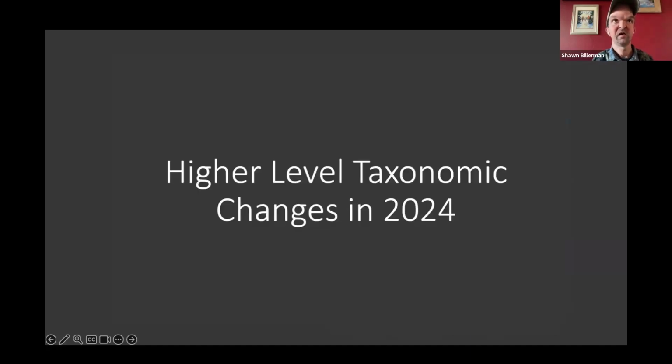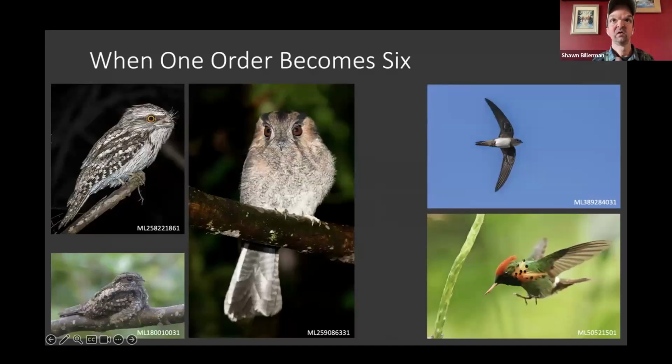All right, now to the higher level taxonomic changes. So Pam alluded to this one, where we go from 1 order to 6. The nightjars and their allies and the swifts and hummingbirds had long been shown to be closely related, but traditionally had been treated in separate orders, the Caprimulgiformes and the Apodiformes.